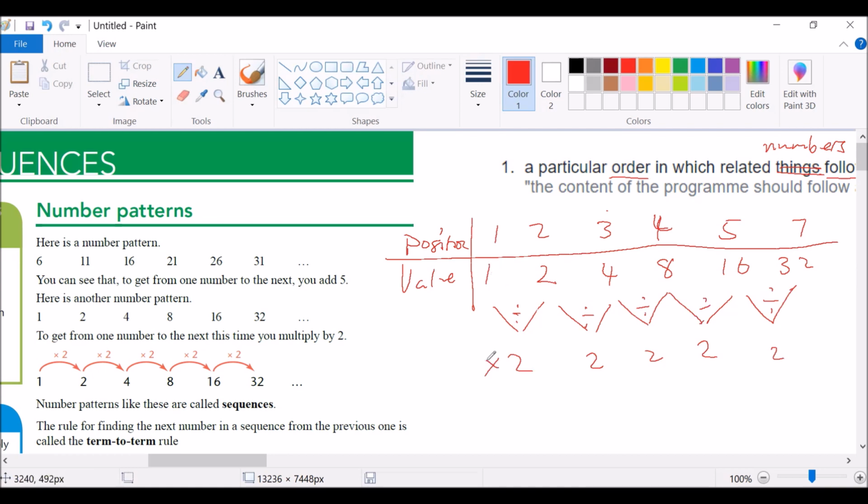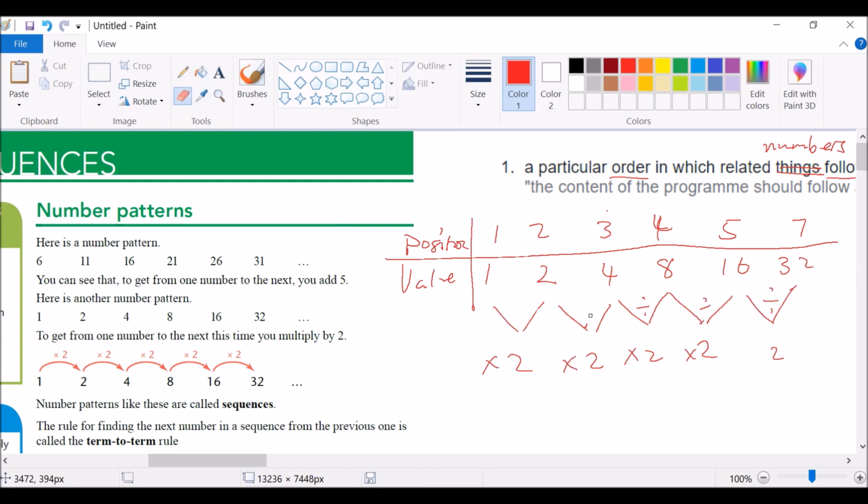1 times 2, we get 2, then we put 2 there. 2 times 2, we get 4. We put 4 here. Then 4 times 2, we get 8. 8 times 2, we get 16. So each time we are multiplying.